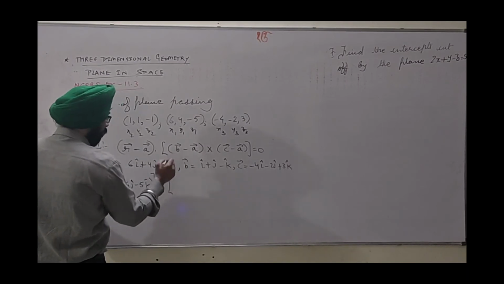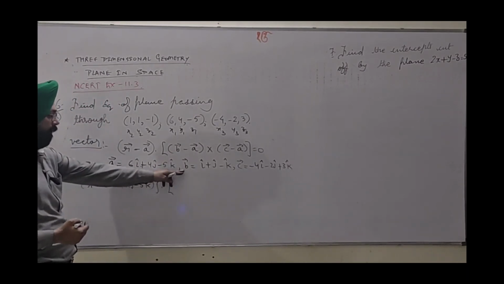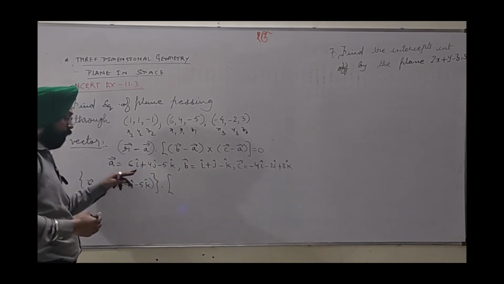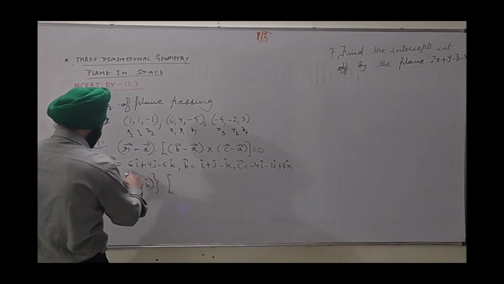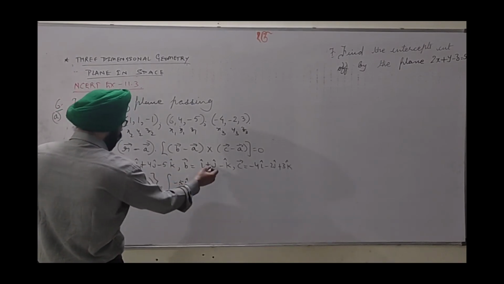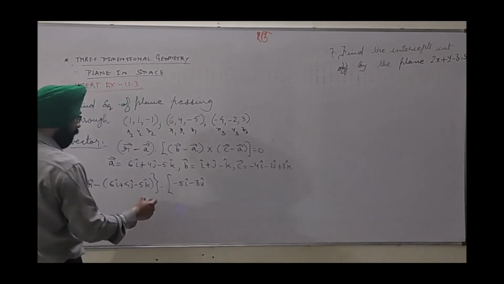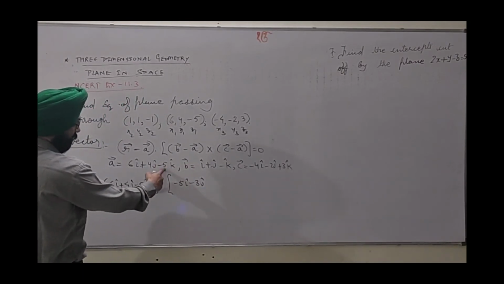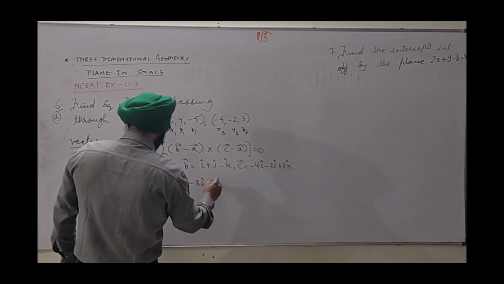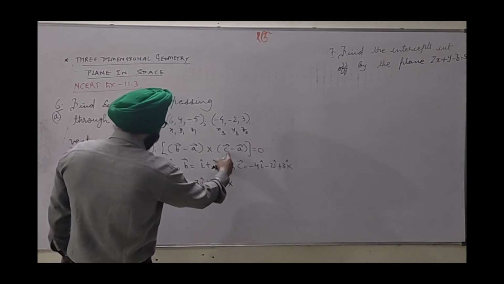dot b minus a, which means the difference between these two. This we can find by the subtraction of corresponding components. So 1 minus 6 makes it minus 5i, 1 minus 4 makes it minus 3j, minus 1 minus of minus 5, so 5 minus 1 makes it plus 4k. This is one vector, cross c minus a.